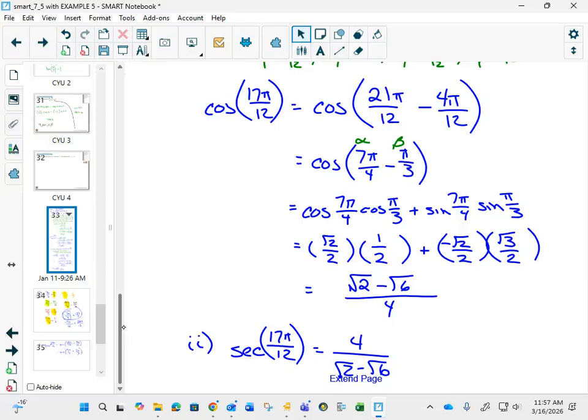Because to find secant is just finding cos first and then flipping it. They used to, on the exam, sometimes just ask secant of 17 pi over 12. Then you would have to find cos of 17 pi over 12 first and flip it at the end.